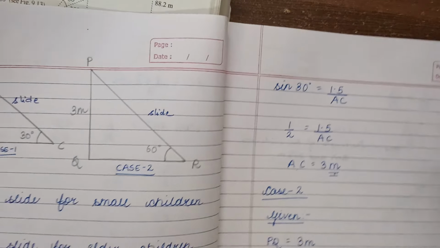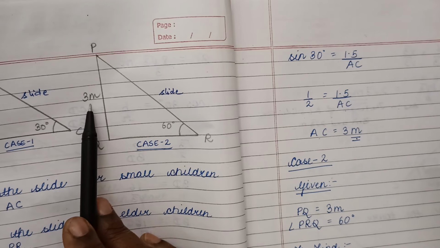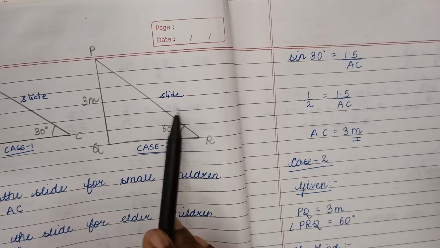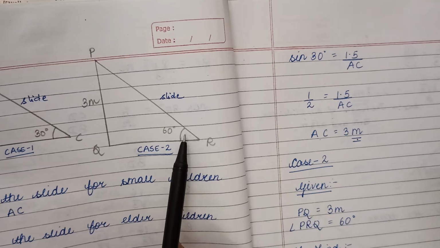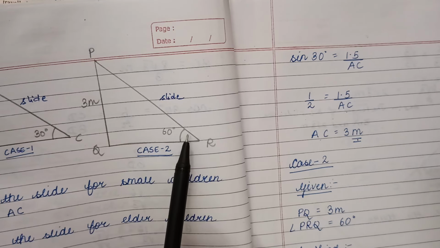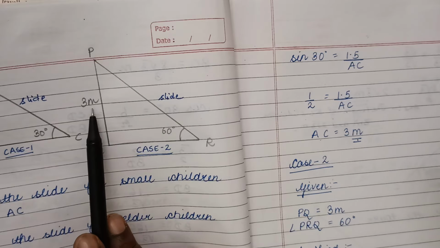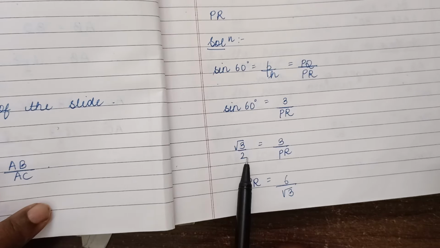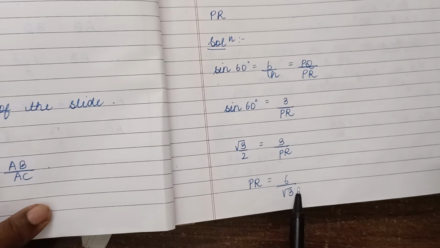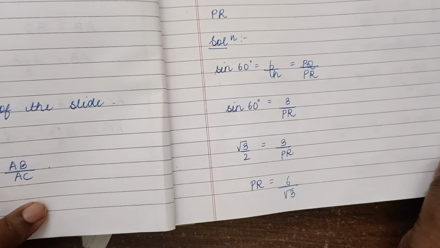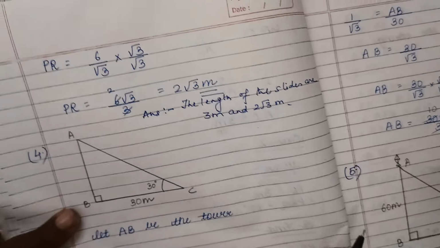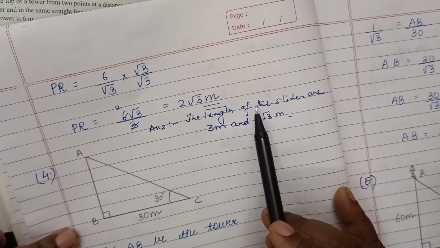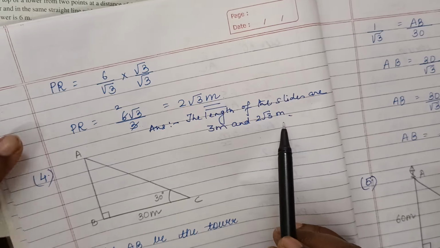Then come to the second slide. Here height is given, 3 meter, that is P is 3 meter. Hypotenuse we don't know, we have to find out the length of this slide. So again we will use the same formula, that is sine theta. Here theta is 60, so sine 60 equals P by H, that is 3 by PR. Now what is sine 60? That is root 3 by 2, equal to 3 by PR. When you solve, you will get 6 by root 3. We will rationalize it, and you will get 6 root 3 by 3. Just solve it, you will get 2 root 3 meter. So the lengths of the slides are 3 meter and 2 root 3 meter.